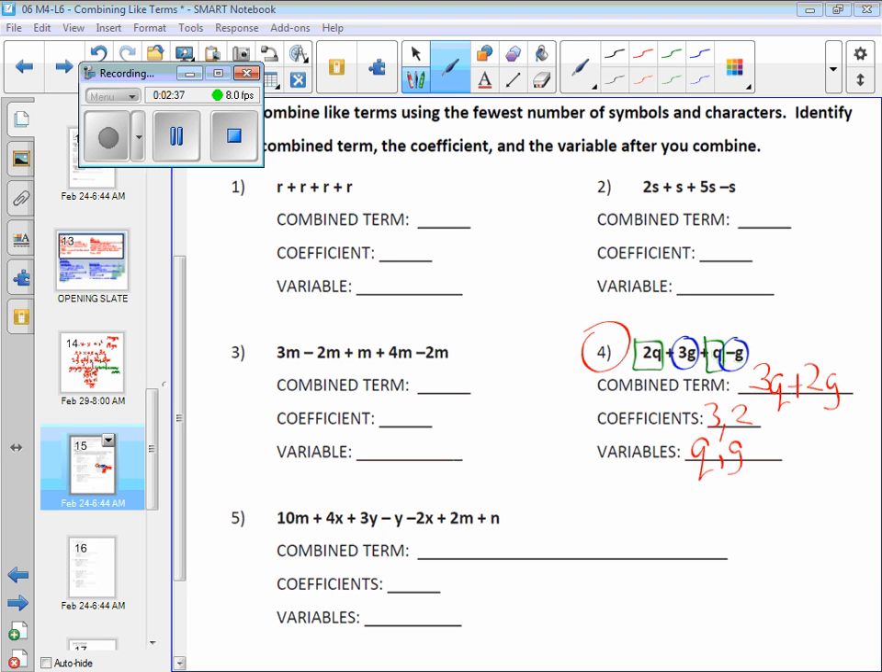Okay? Let's do 5 together, and then I'll maybe have you guys work 6 through 10. At some point, I want to meet with advanced to see how you did on the advanced test.